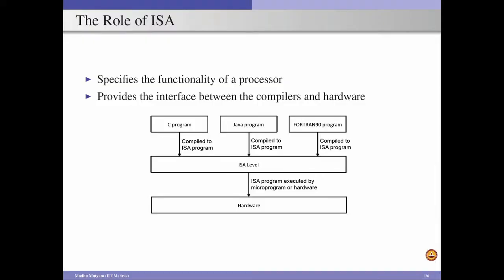If you see this diagram, it consists of multiple programs written in different programming languages, and there is a layer which is the ISA level, and below that there is a hardware layer. A program written in a particular language will be compiled using the corresponding compiler, and after compiling we get an intermediate form, that is an ISA level program, which is represented in machine language, because computers understand only machine language, which is in terms of zeros and ones. A program written in C can be compiled to come up with an ISA program. Similarly, a program written in Java can be converted to an ISA program, and similarly a Fortran 90 program. This gives the programmer the flexibility to choose any programming language and compile his program.